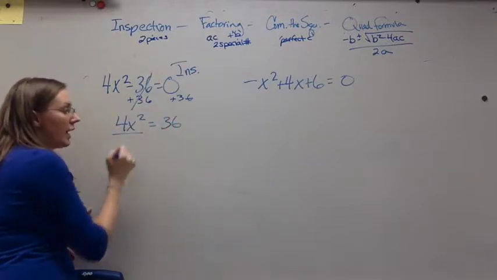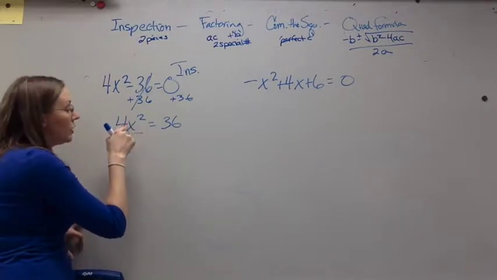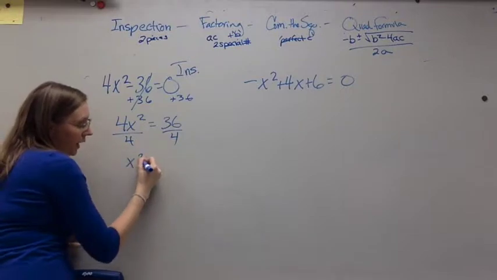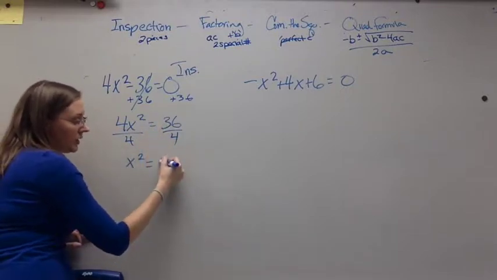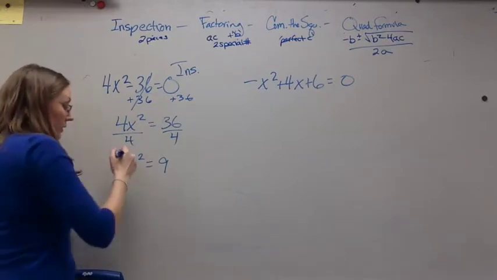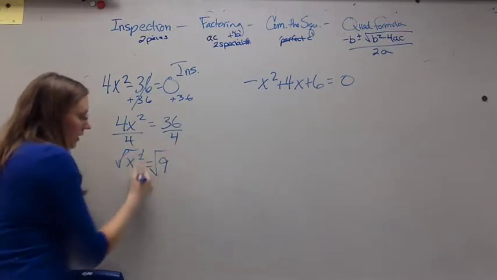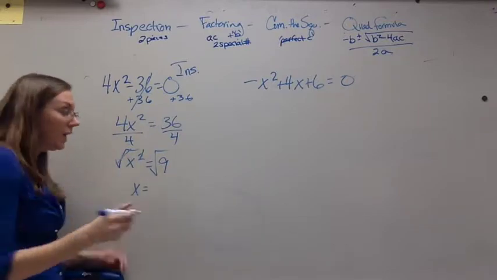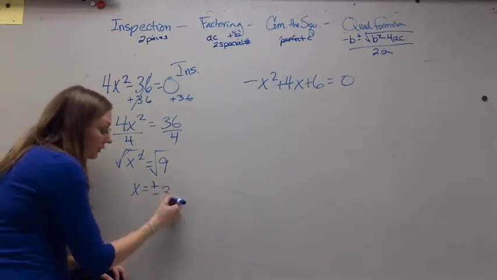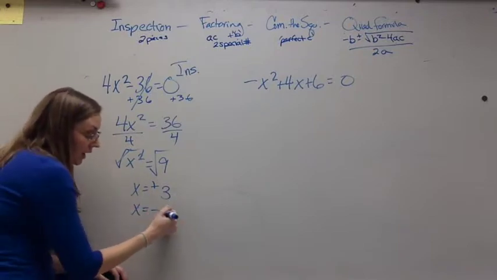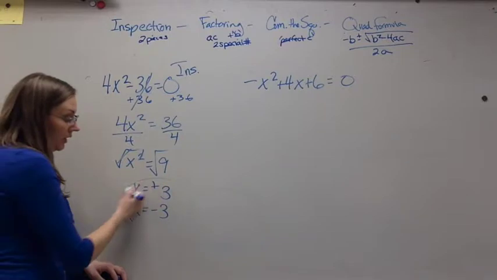I'm going to start getting my x alone. I don't square root yet. I'm going to divide by my coefficient. Now I'm left with x squared equals 36 divided by 4 is 9. To get my x alone, I'm going to square root. So I'm going to square root here and square root there. And I'm left with x equals, and it's not just 3. I know you're thinking 3. It is plus or minus 3. So really our 2 answers are x is positive 3 and x could be negative 3. That's our 2 solutions.